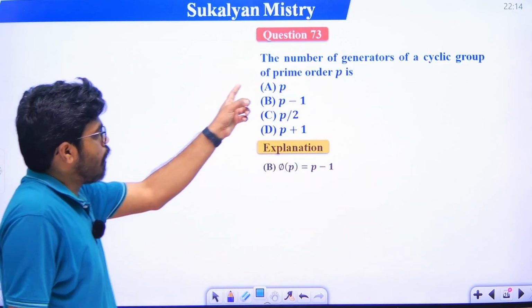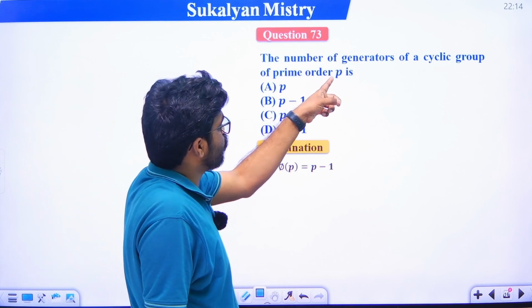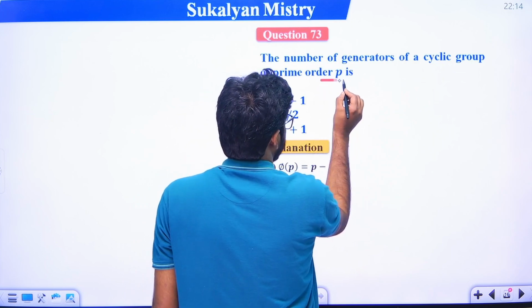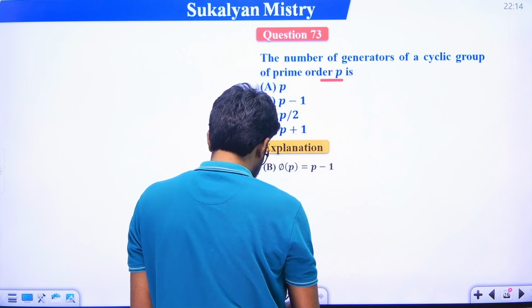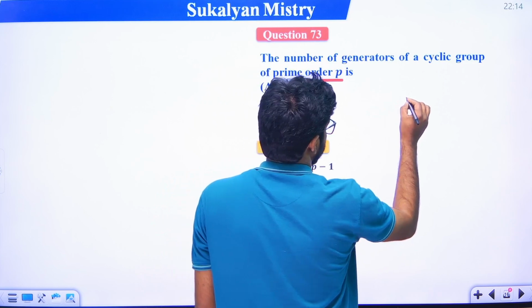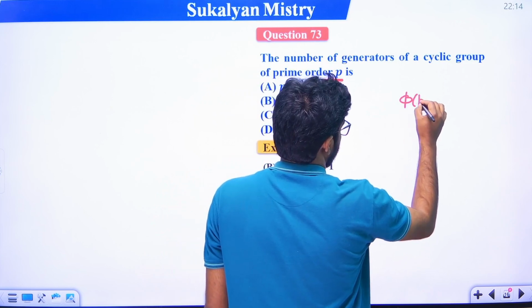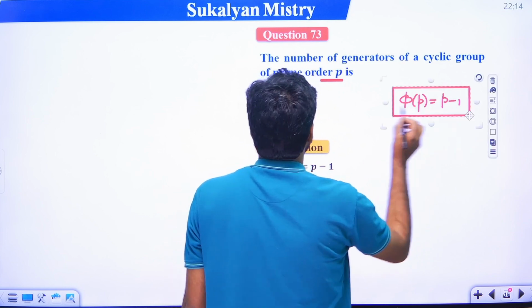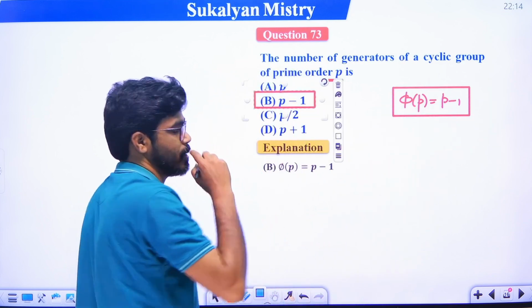Same problem: the number of generators of a cyclic group of order p. Here G is a cyclic group of order p. We have to calculate the number of generators, that is phi p, and phi p is p minus 1. Okay, so which option is correct? Option B is the correct answer.